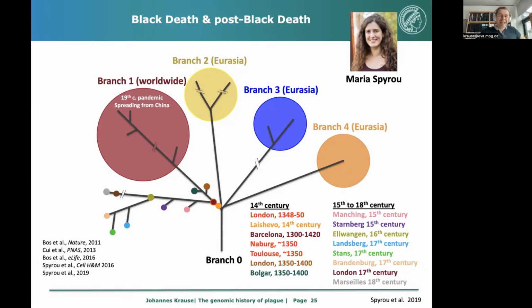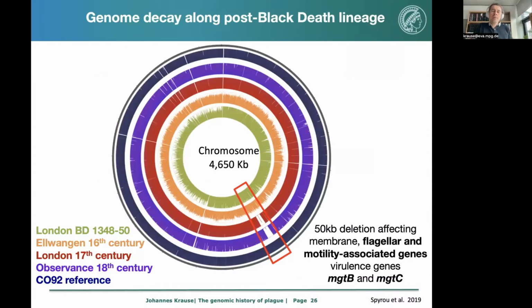There are also some of the latest ones before it disappeared that are quite interesting, because if you look at their genome, this is just a genome comparison where you have the different chromosomes, the Black Death in the middle, and then different ancient genomes. The ones that you have here in red and in blue are from London, 17th century, and from Marseille, 18th century. They have a deletion here. There's a whole chunk missing. 50,000 base pairs are missing.